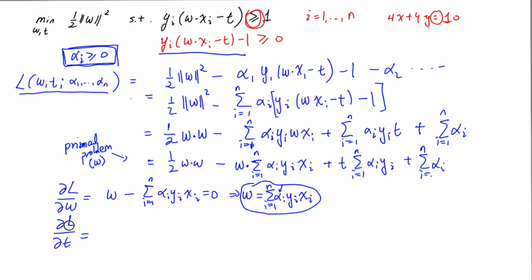The second constraint, the derivative with respect to t, well, t just appears here. It just gives us that this sum has to be equal to 0. So that gives us two constraints that have to be true at the optimal solution. The trick is basically to rewrite the Lagrangian using these constraints. Because we want to get rid of w, we can write every w in terms of this guy here.